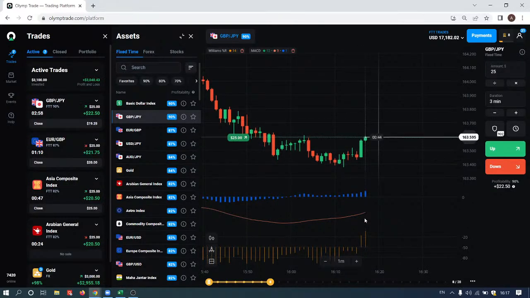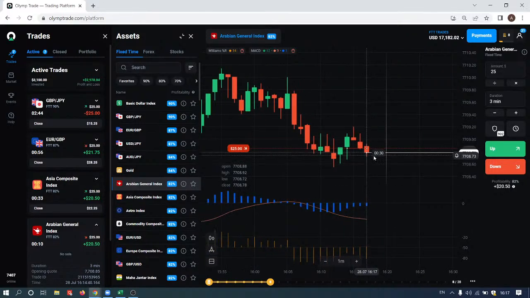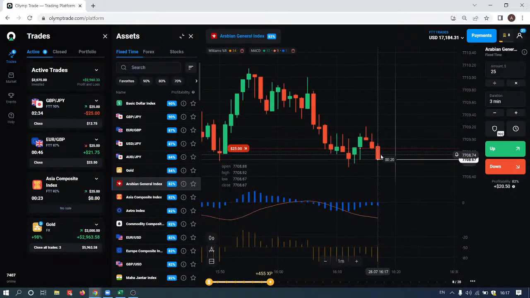And okay, so a quick fresh entry into GBP JPY, the pound against the Japanese yen asset, upwards. And all right, let's see how this one closes. So we are just 10 seconds away from closing on this trade, so 8 seconds to go. So I hope that this trade will close with profits. 2 seconds to go. Nice. So we are closing with a profit.